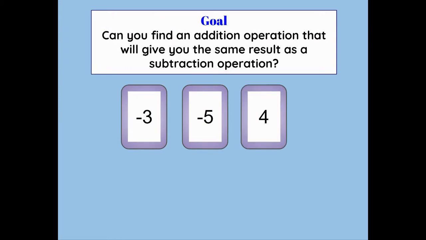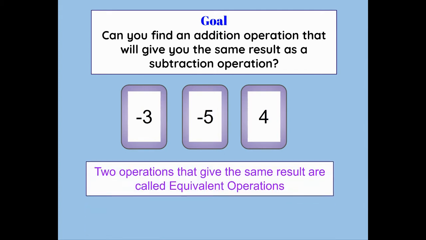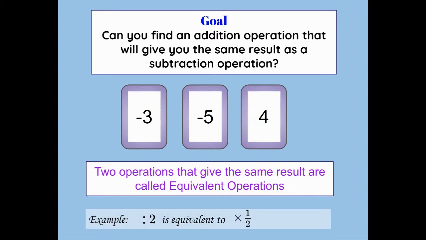Can we find an addition operation that would give us the same result as a subtraction operation? Two operations that give the same result are called equivalent operations. Remember, we already know that dividing by 2 is equivalent to multiplying by 1/2.